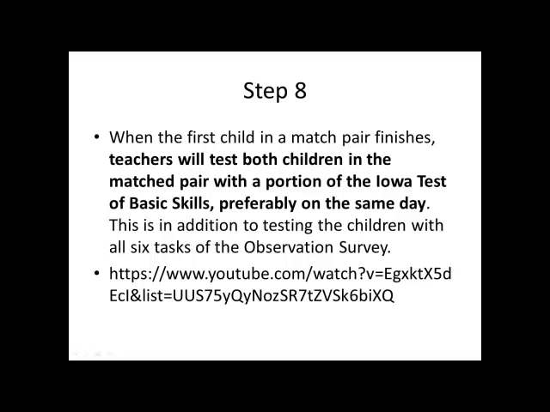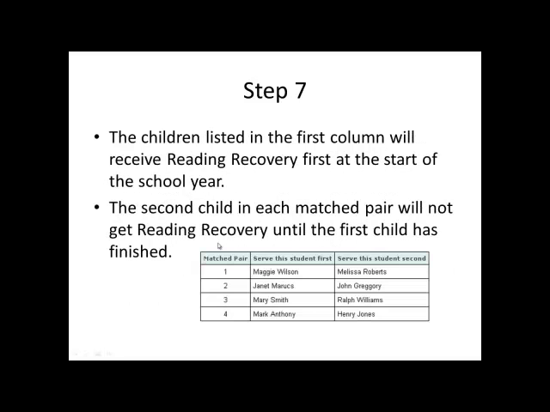So if we go back one screen and look at our list of students, what it means is that the teacher will test both Maggie and Melissa with the ITBS when Maggie finishes her reading recovery program. Because remember, the study is looking at the growth of children from fall till about the middle of the school year. It's not looking at the growth at the end of the school year. It just needs to know what happens to both children while Maggie is getting reading recovery.